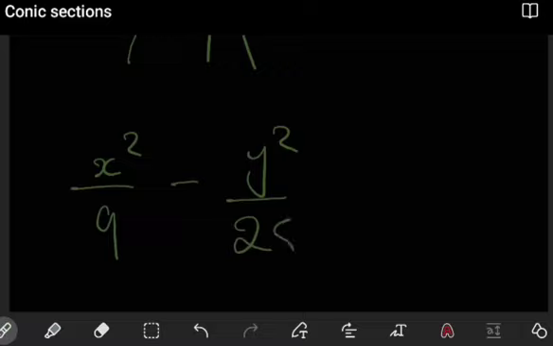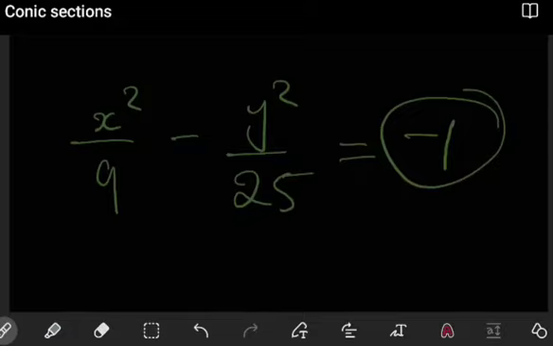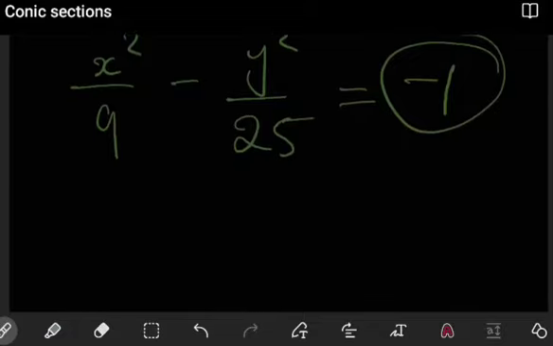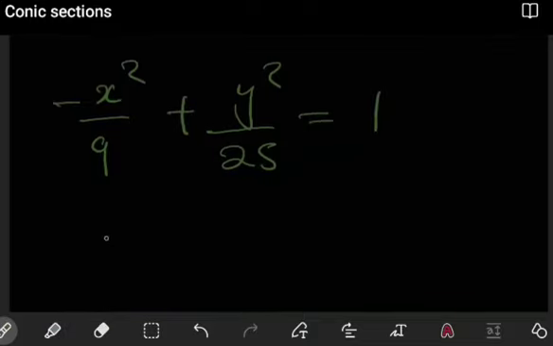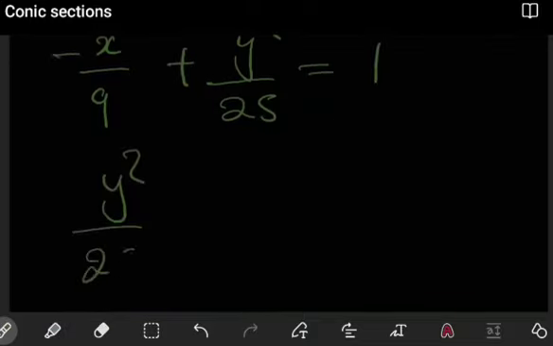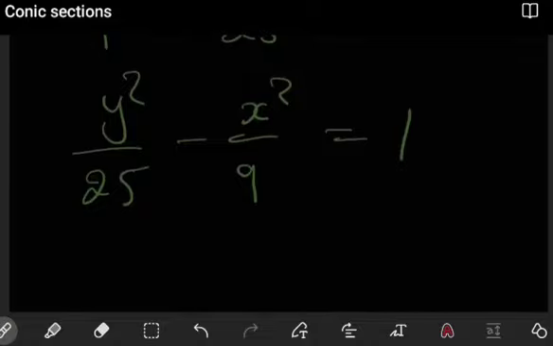So if I was given something like, let's say, x squared over 9, and then I have minus y squared over 25, and this is equal to negative 1. For something like this, I know the right hand side has to be a positive 1, so I would multiply everything by negative 1, which would make negative x squared over 9 plus y squared over 25 is equal to 1. So clearly this is a hyperbola whose measure is in the y-axis.